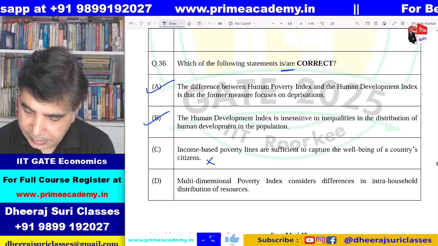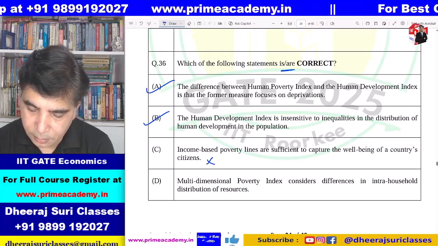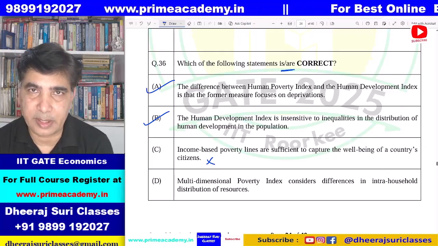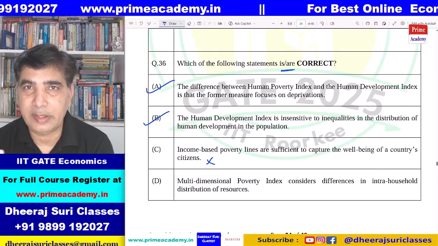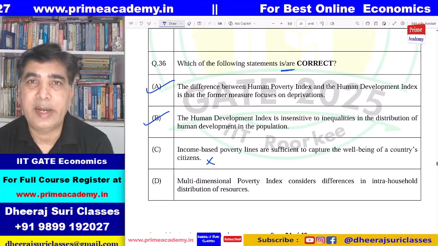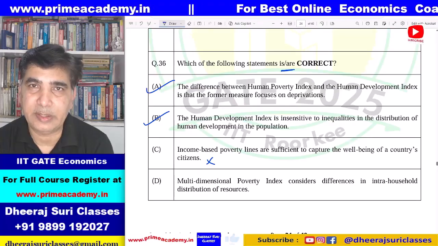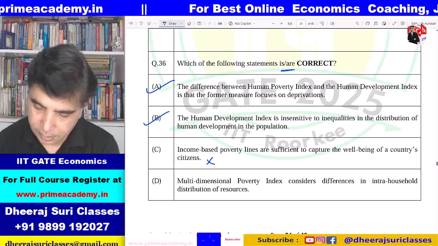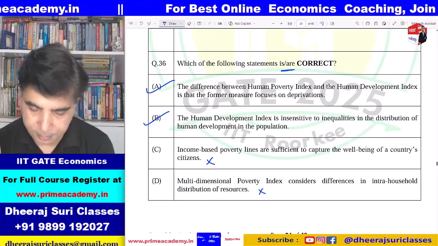D: Multi-dimensional poverty index considers differences in intra-household distribution. No. Multi-dimensional means we are trying to find out various other parameters beyond income. So it is not only about intra-household differences. It can be between various societies or various cultures or various states. So D is also not correct. Only A and B are correct options.